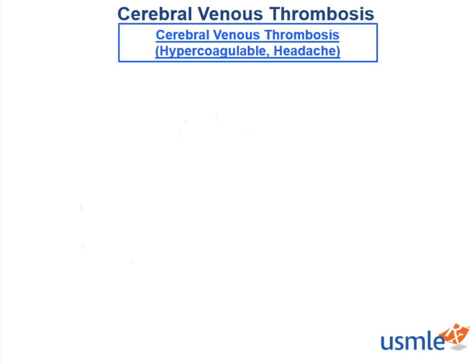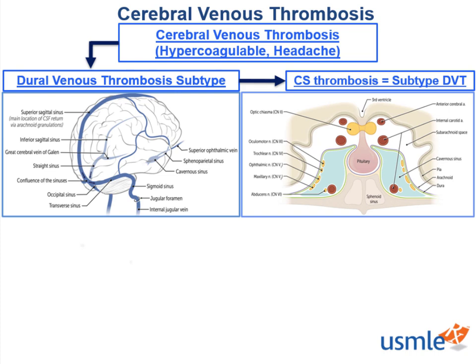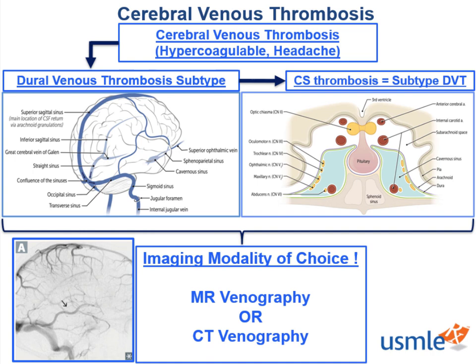In terms of definitions, a thrombosis in any dural venous sinus is a subtype of a cerebral venous thrombosis. And a cavernous sinus thrombosis is a subtype of a dural venous thrombosis. The most high-yield thing to know about these distinctions is that the best imaging for any type of cerebral venous thrombosis is a MR venography or CT venography, if MR venography is not available, that looks at filling defects within the cerebral veins and dural venous sinuses. The arrow in this image represents the great cerebral vein of Galen.